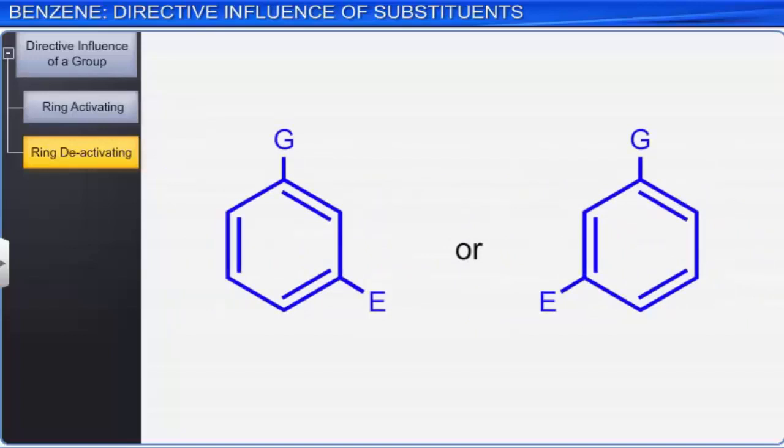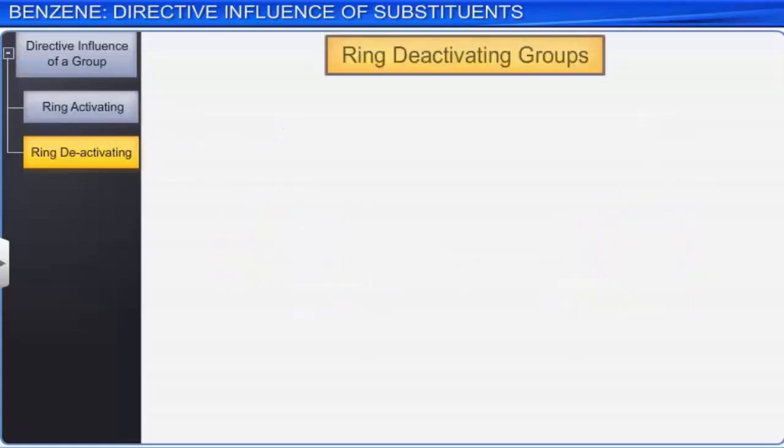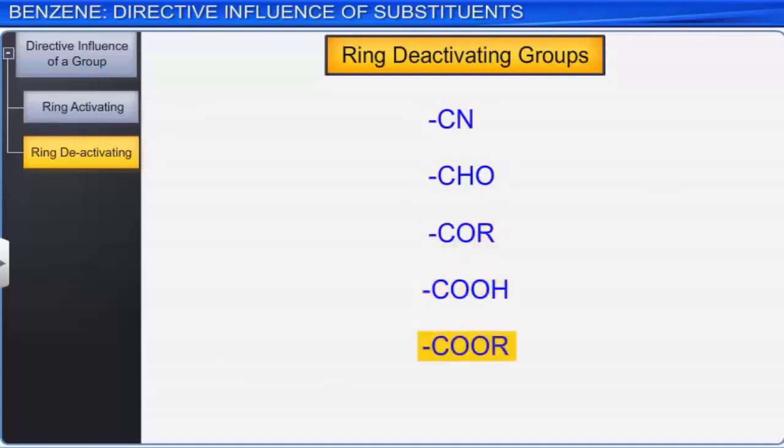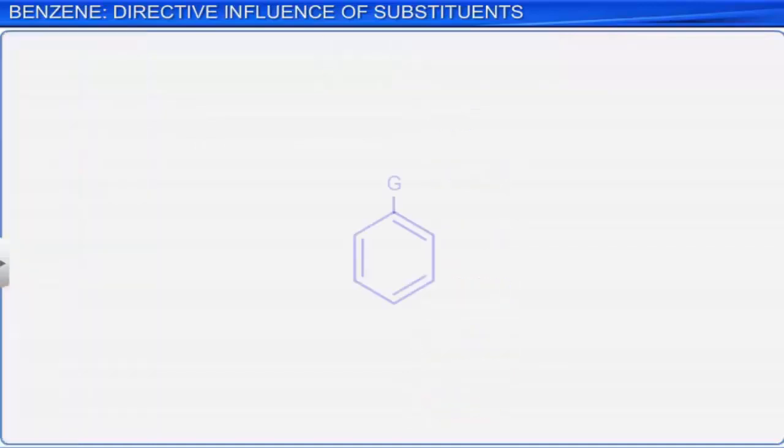Other ring deactivating groups include CN, CHO, COR, COOH, COOR, and SO3H. Thus, we see that the type of group present on the benzene ring influences further substitution reactions in it.